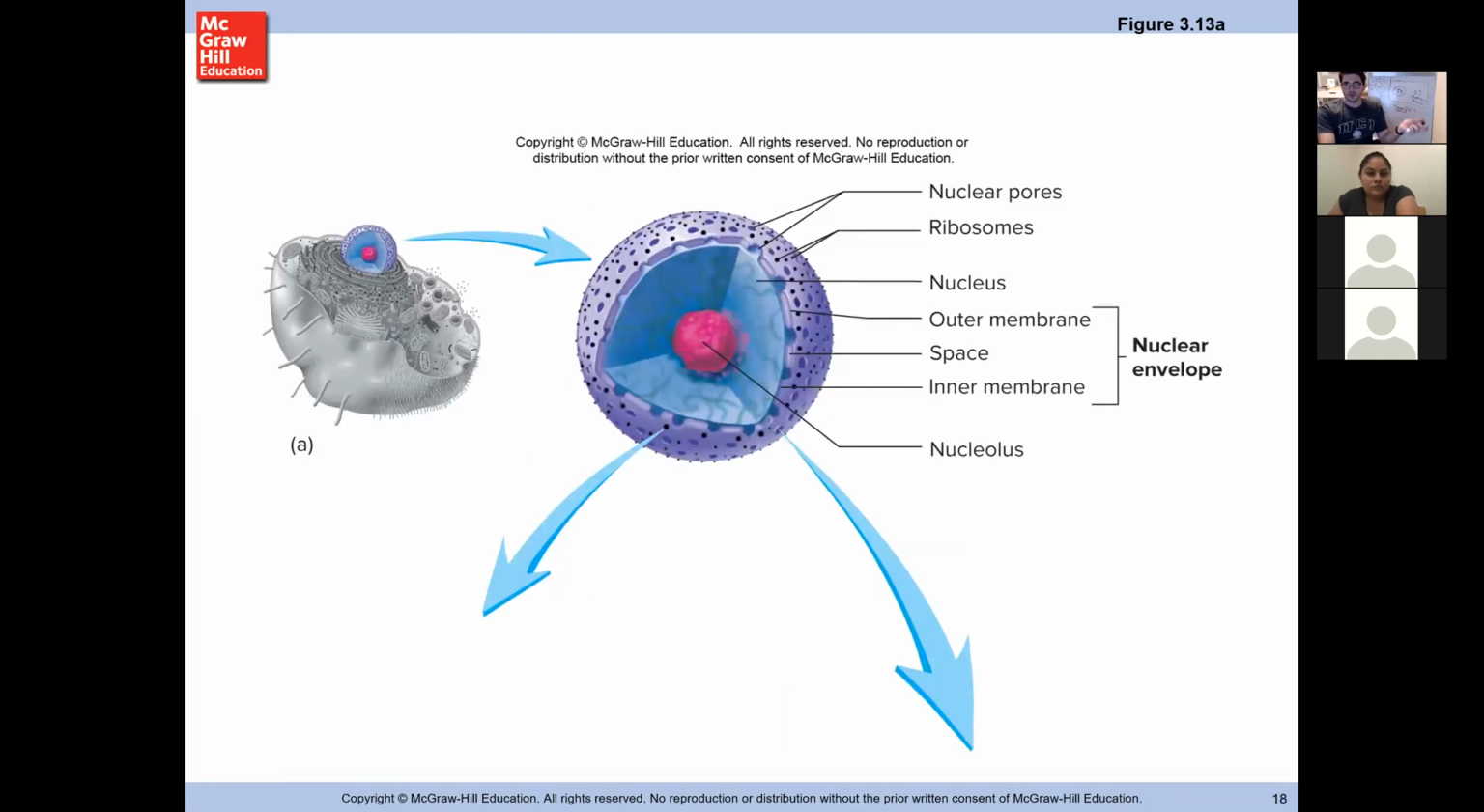Okay, so let's look into some specific organelles. This is what our nucleus looks like, zoomed in. The nucleus itself has its own phospholipid membrane to isolate it from the rest of the cell. That's important because we have all of our DNA in here, and all of that DNA is what carries our information to look the way that we do.